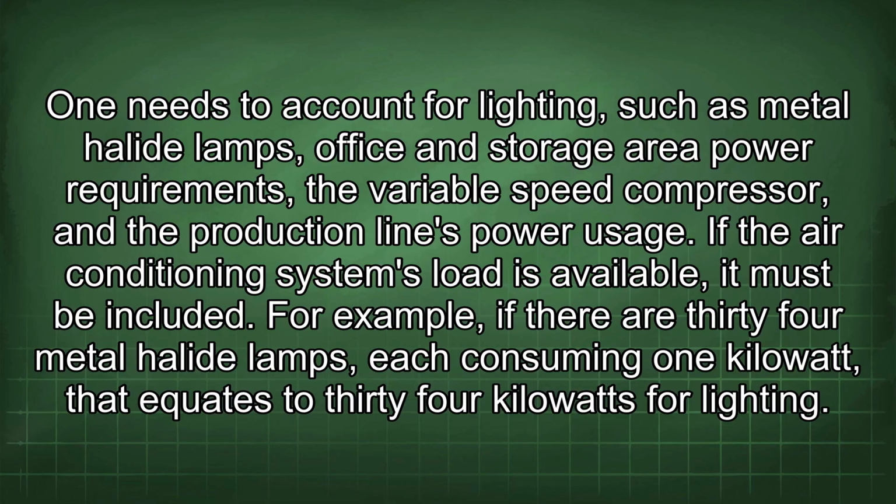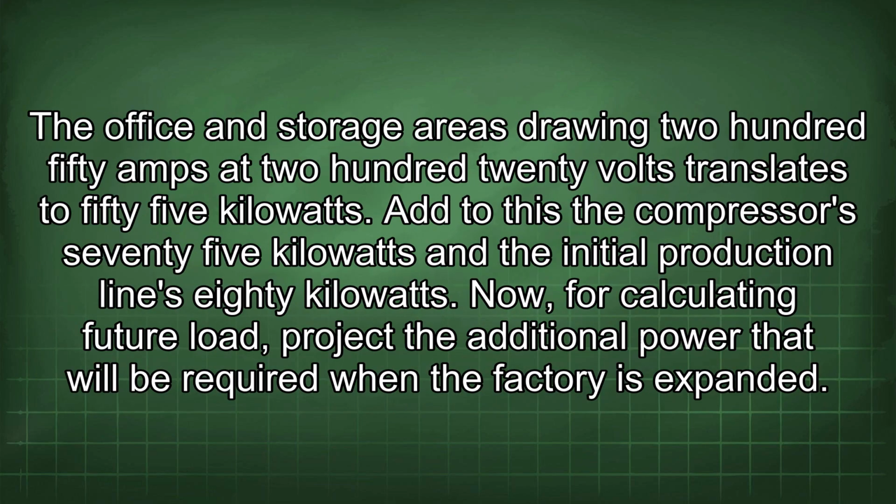For example, if there are 34 metal halide lamps, each consuming 1 kilowatt, that equates to 34 kilowatts for lighting. The office and storage areas drawing 250 amps at 220 volts translates to 55 kilowatts. Add to this the compressor's 75 kilowatts and the initial production line's 80 kilowatts.